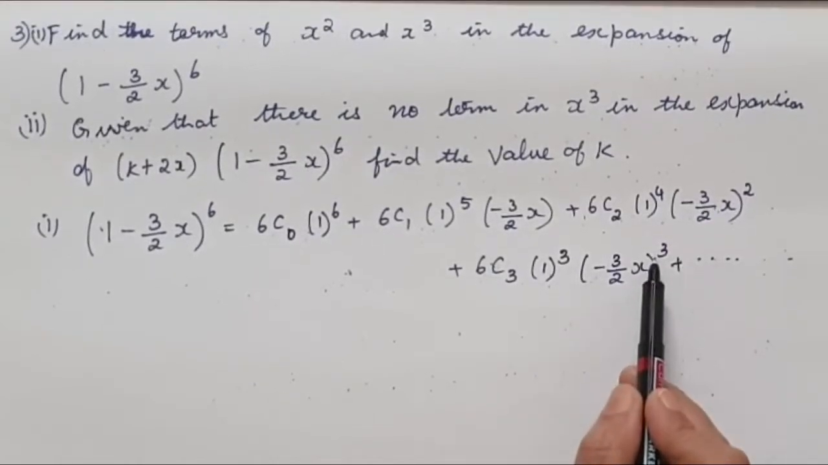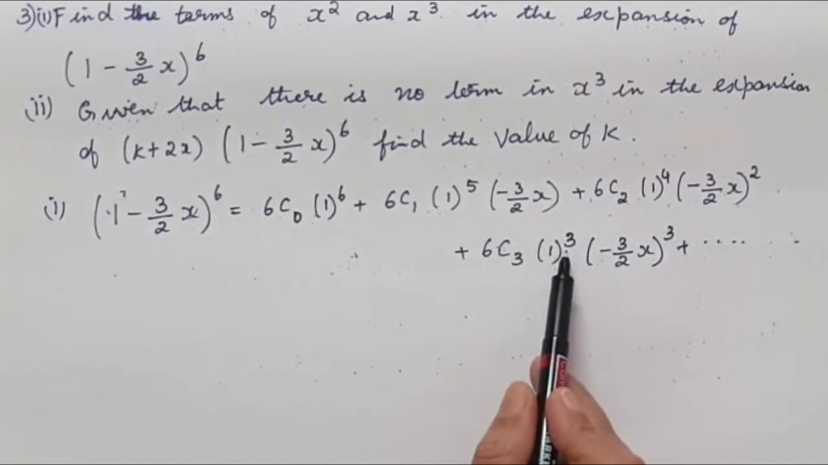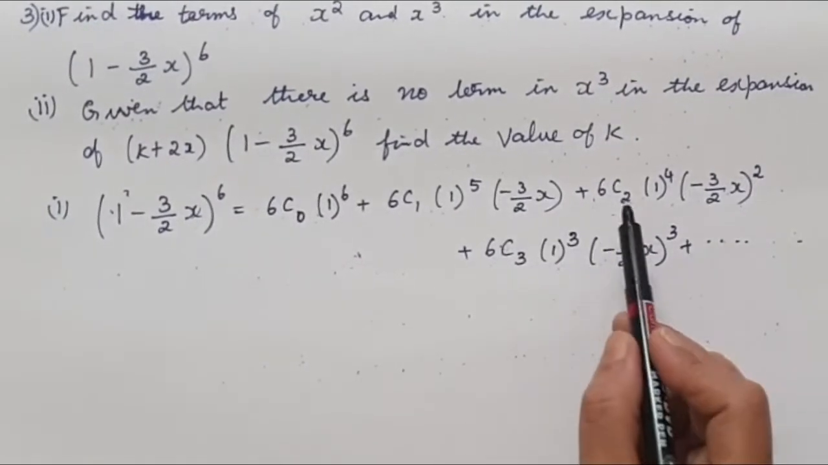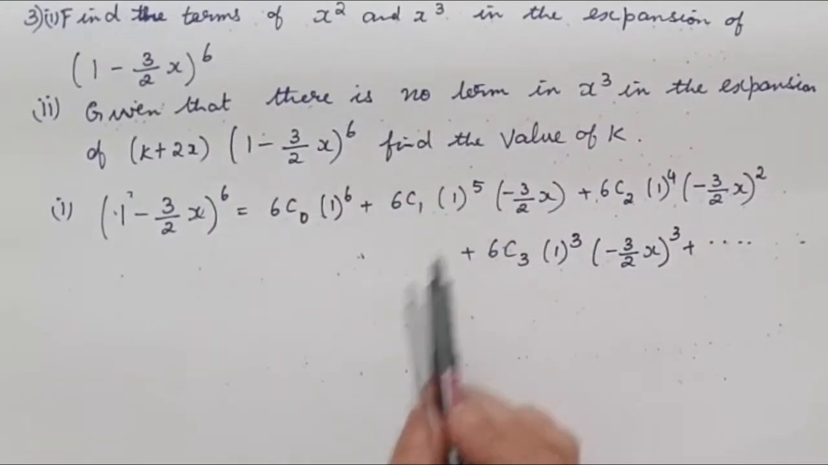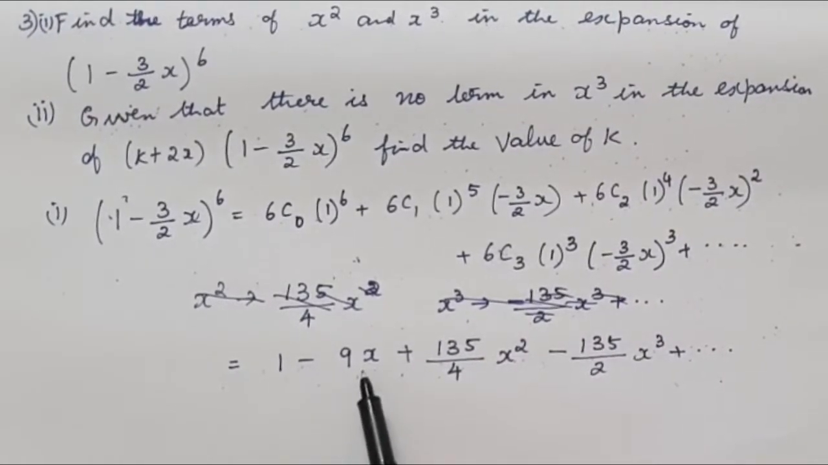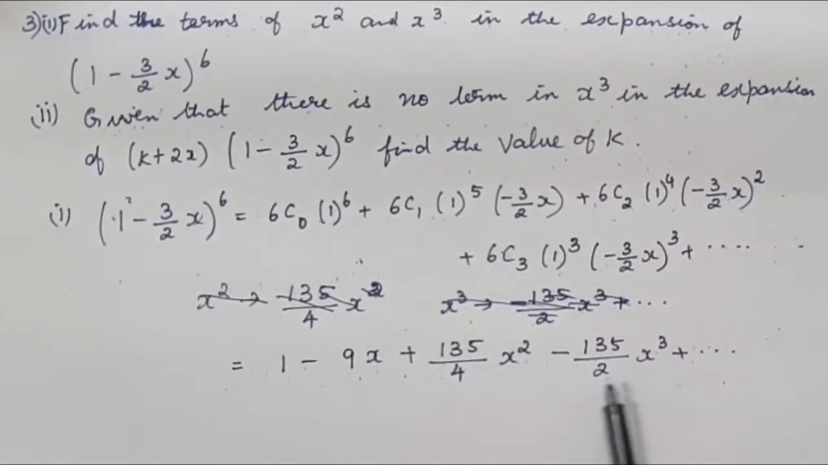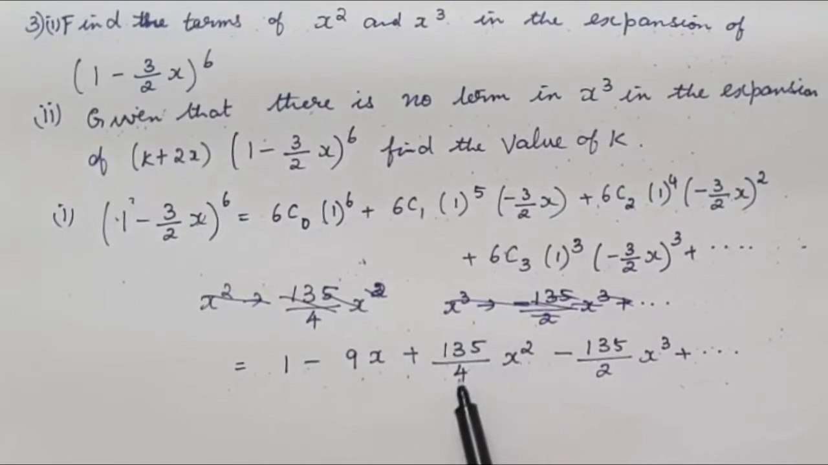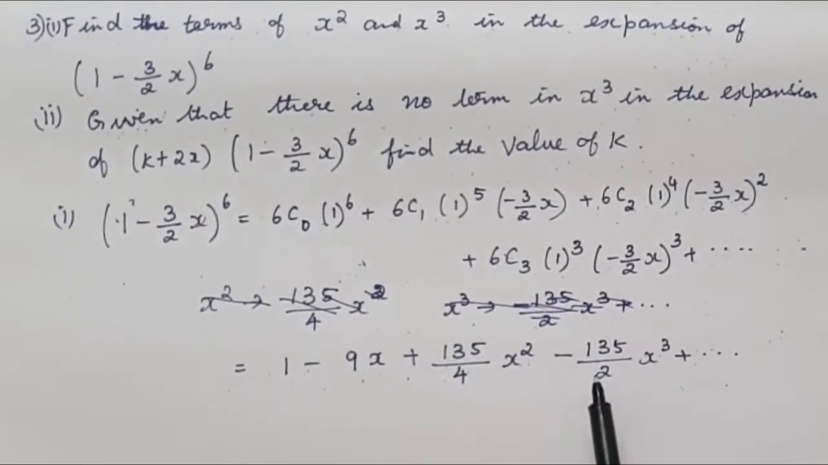In the same way, you need a cube. So when this term is cubed, this has to be to the power of 3. So you can write it even mentally, only those two terms. Now we are going to simplify only these two terms alone because we are interested only in the x squared and x cube terms. Now when we expand this, we get 1 minus 9x plus 135 by 4 x squared minus 135 by 2 x cube. So the coefficient of x squared is 135 by 4 and the coefficient of x cube is minus 135 over 2.